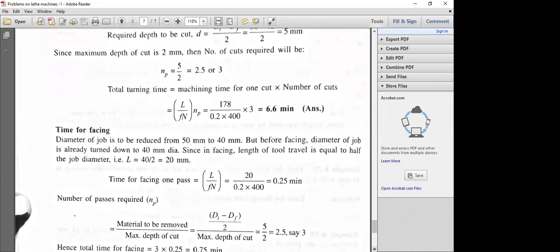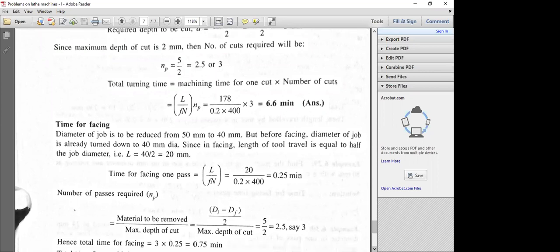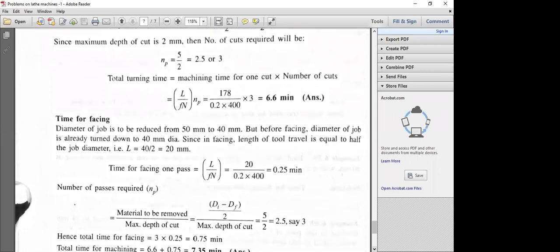But from the fundamentals, again you have to calculate the number of passes for facing. So it is 10 by 2, 5. The material to be removed is 5. Maximum depth of cut he has given in the problem is 2. And there is again 5 by 2, 2.5. So adjust that to 3.